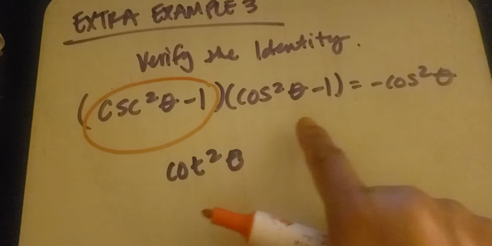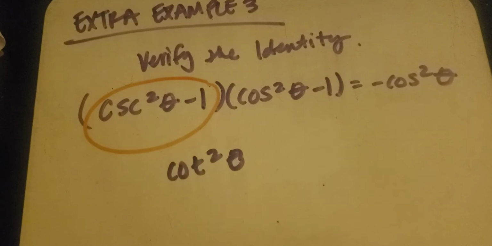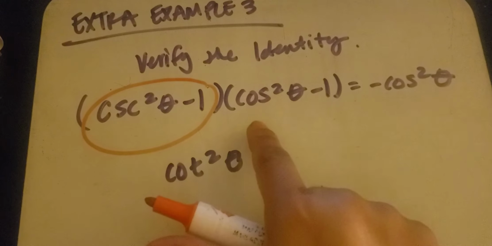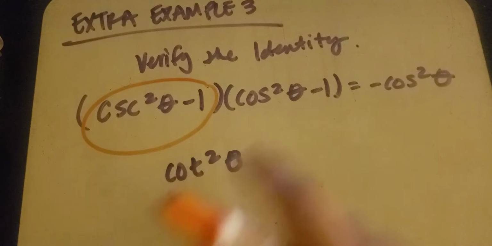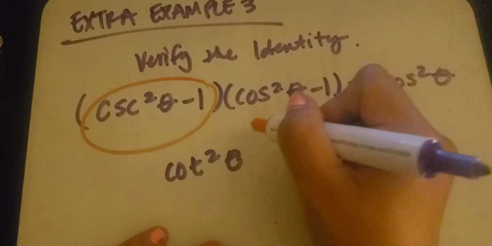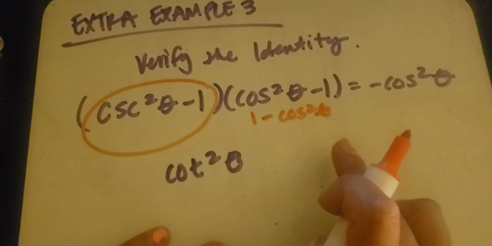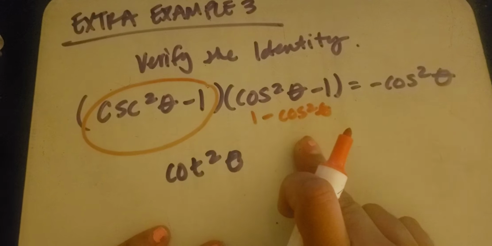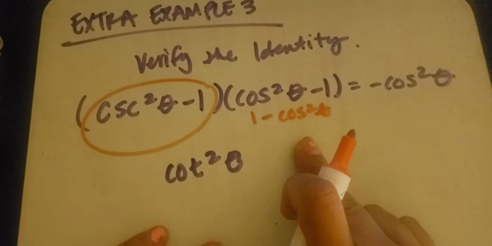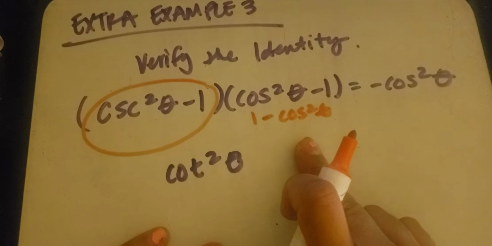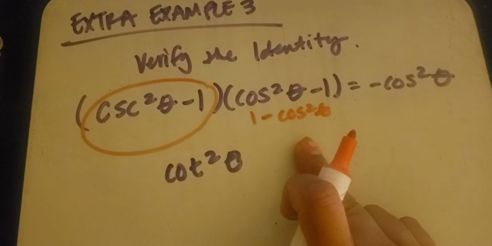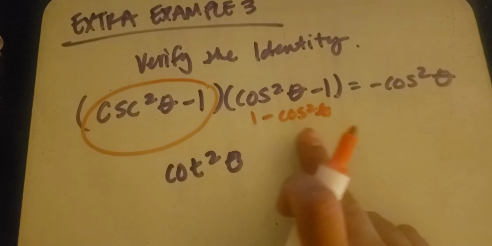And cosine squared theta minus 1 is actually not a Pythagorean identity. It really should be 1 minus cosine squared theta. So the trig identity should be 1 minus cosine squared theta, and if I do it this way, then I should end up with sine squared theta. So look at your Pythagorean identity, and it should be written this way, and that'll be sine squared theta.